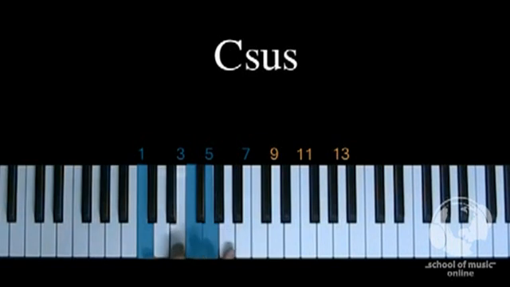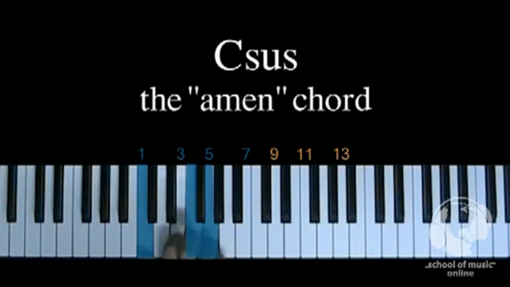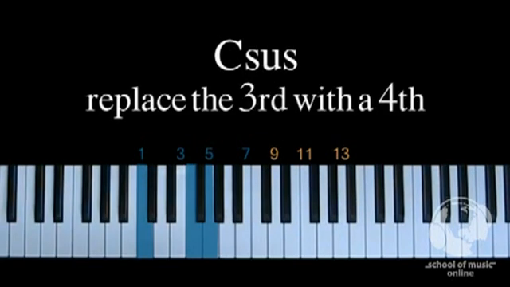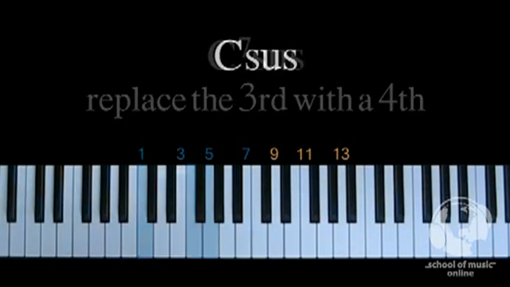Sometimes the sus chord is called the Amen chord. It's a pretty typical chord to be heard on an organ near the end of a hymn. The symbol for a sus chord is just sus, S-U-S, and it always means that you replace the 3rd with the 4th. Okay, so with that idea in mind, what notes do you think are in a C7 sus?